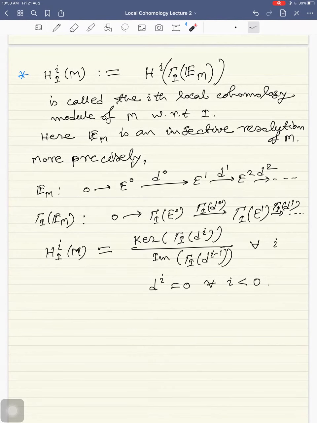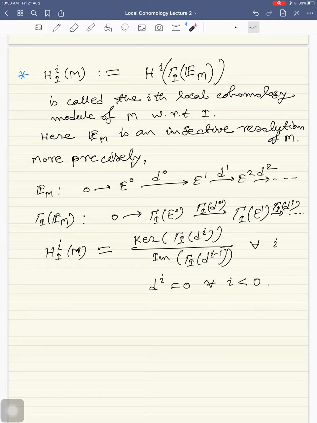Yeah, so this is the definition of the ith local cohomology module of M with respect to an ideal I. So you just consider an injective resolution and you apply that I-torsion functor. What you get is a quotient complex, and its ith cohomology is defined to be the ith local cohomology module of M with respect to I.